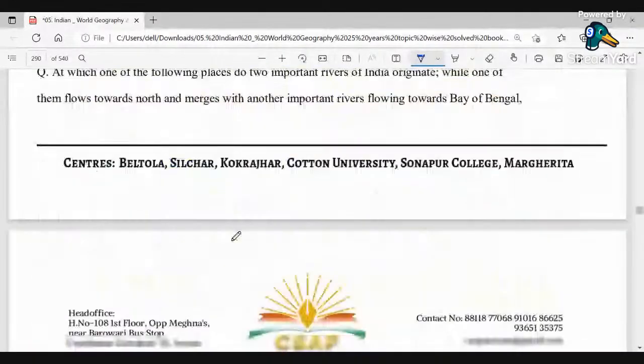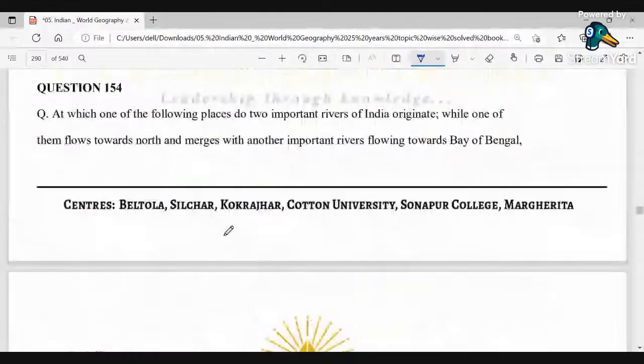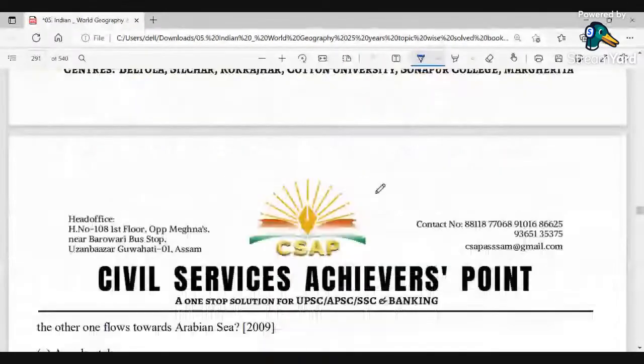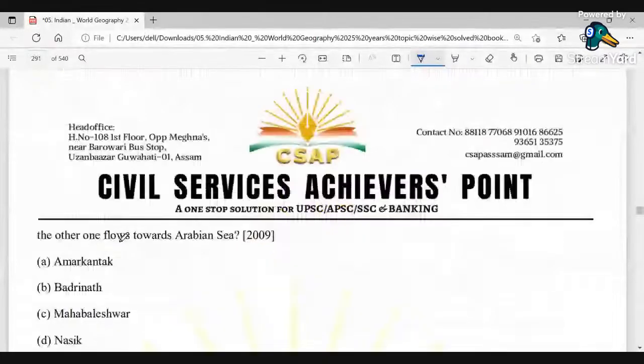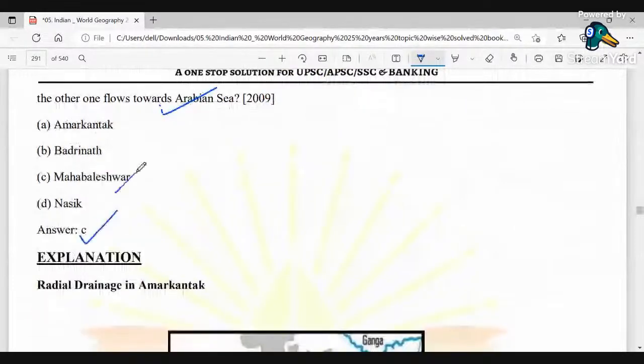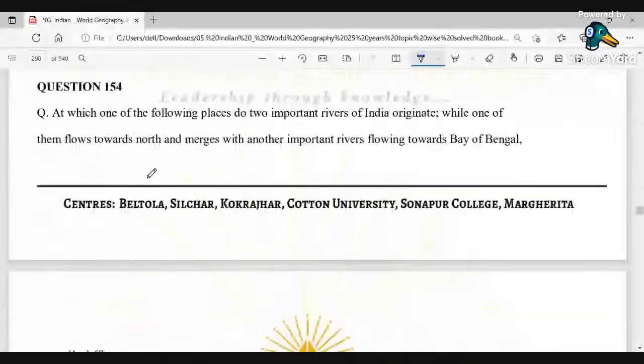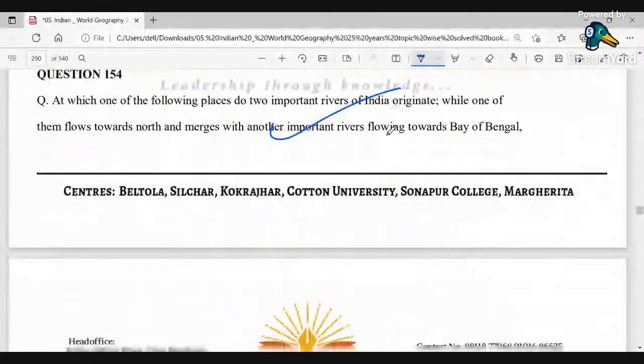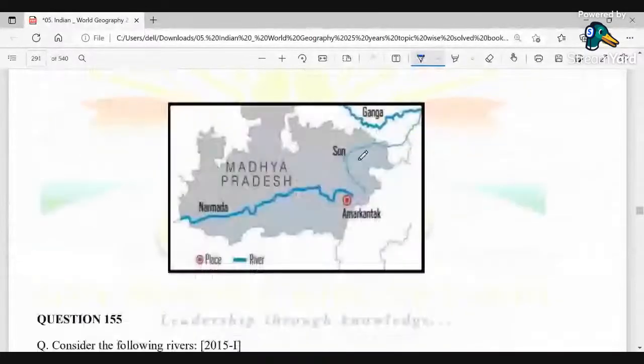Now, coming to this, at which one of the following places do two important rivers in India originate? While one of them flows through the north and merges with another important river flowing to the Bay of Bengal, the other flows towards the Arabian Sea. So, Amarkantak, Badrinath, Mahabaleshwar, and Nasik. Okay, so here the correct option is Mahabaleshwar. Okay, so Mahabaleshwar directly fits the question that has been given over here. Okay, so you can see all these areas.